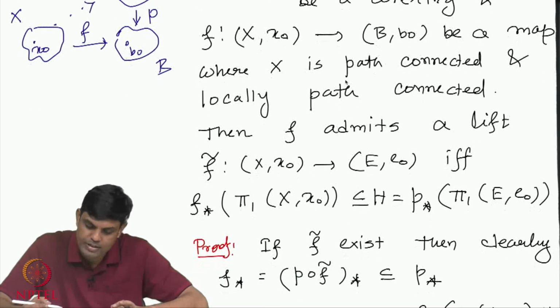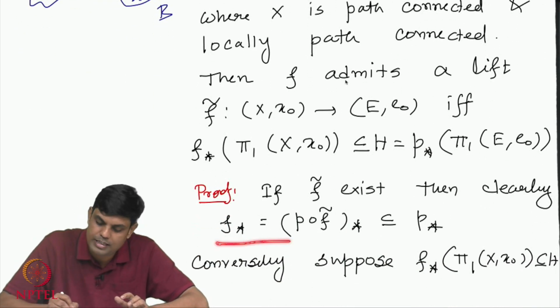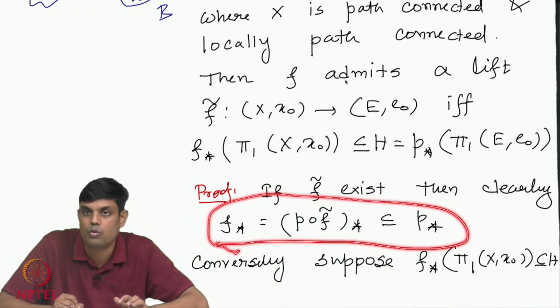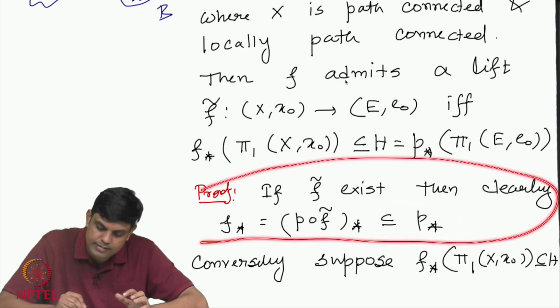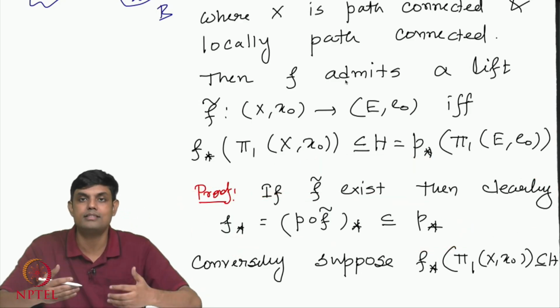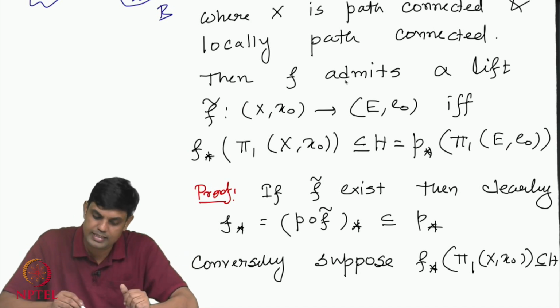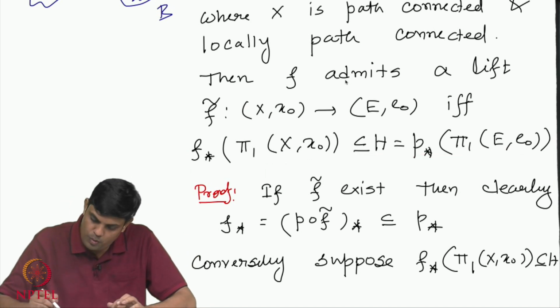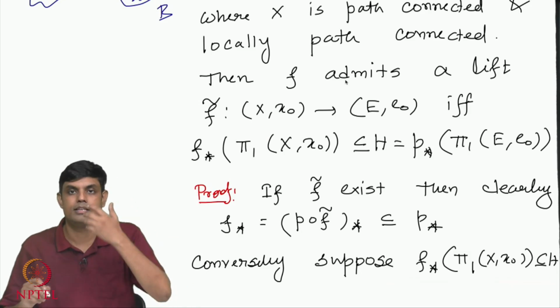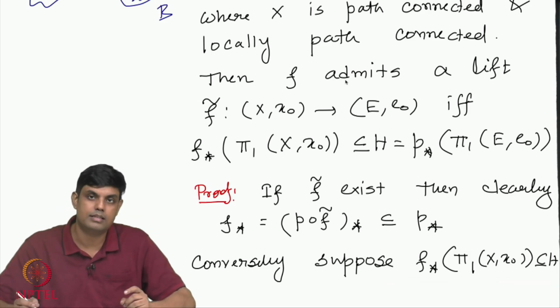So if the lift exists, then we clearly have that F star is (P composition F tilde) whole star, which is sitting inside P star. So therefore one side is clear. If such a lift exists, then the subgroup should maintain this inclusion. Okay. So, we have to prove the other way around. Suppose the subgroups maintain the inclusion, I want to construct a lift.